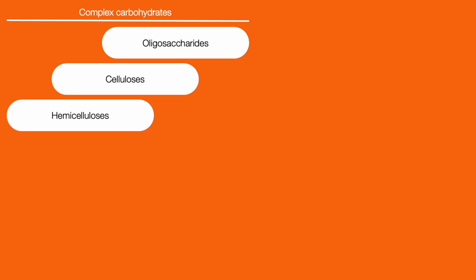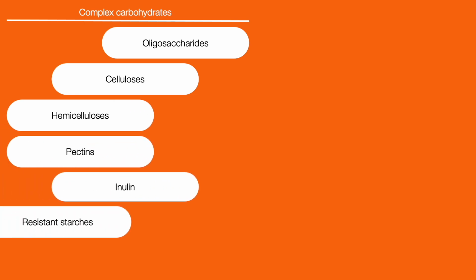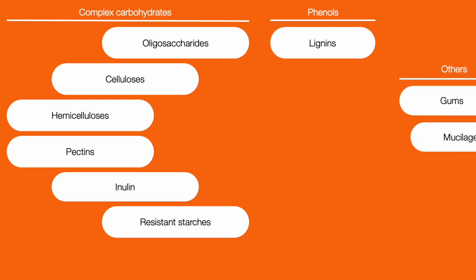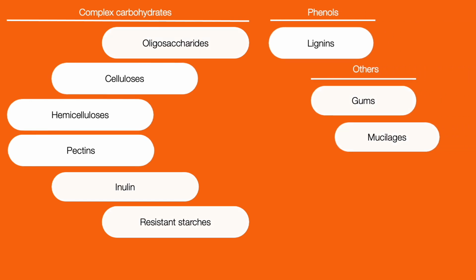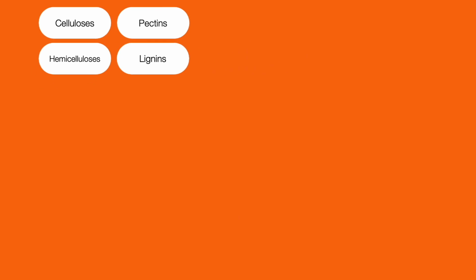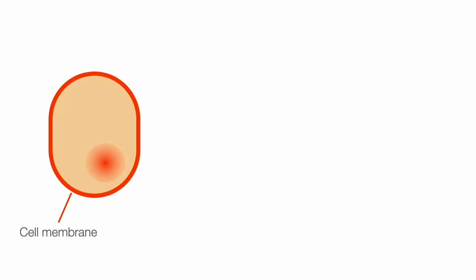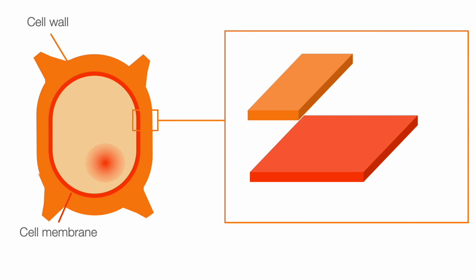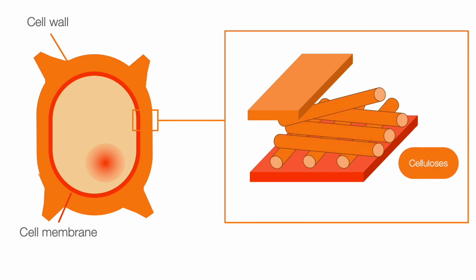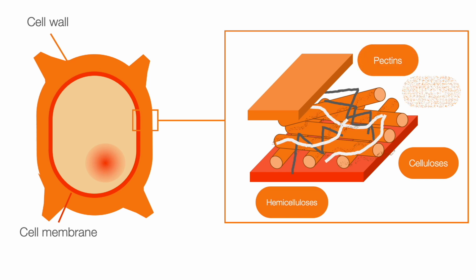Dietary fiber is composed of complex carbohydrates such as oligosaccharides, celluloses, hemicelluloses, pectins, inulin, and resistant starches, phenols such as lignans, and other substances such as gums and mucilages. Celluloses, hemicelluloses, pectins, and lignans are important components of plants as they form the cell wall that covers plant cells. Plant cells are enveloped by a cell membrane that separates the content of the cell from its environment, and on the outside of this membrane is the cell wall, which is a tough, rigid layer made up of celluloses, hemicelluloses, pectins, and lignans.